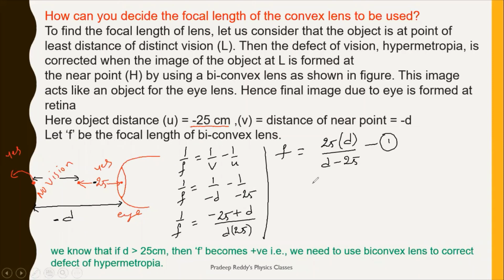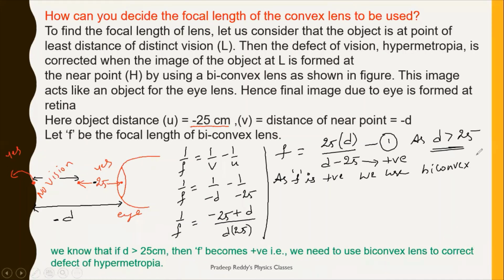See, check it up clearly. D is greater than 25, right? Clearly D is greater than 25. Definitely in the figure, if you see, D is obviously greater than 25. So therefore, this denominator is positive, because as it is greater than 25, it can be 30, 40, 50, any value. Denominator is positive. Numerator is positive. So as F is positive, we use a biconvex lens. We use a biconvex lens, right?